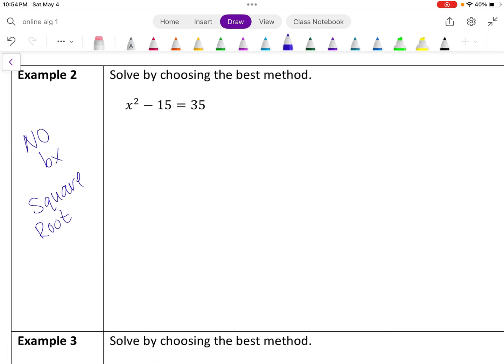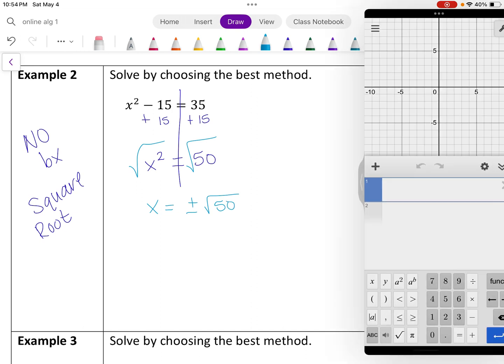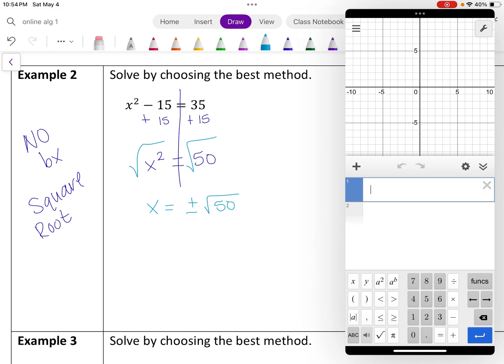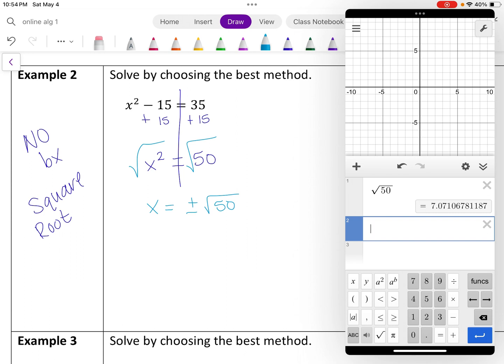Okay, let's check what you got. So remember, we want to isolate x squared. Well, to do that, I should get that 15 out of the way. So I could add 15 to both sides. So I'd have x squared equals 35 and 15 is 50. Great, well, now that x squared is by itself, I could take the square root of both sides. So x would equal plus or minus the square root of 50. Well, 50 is not a perfect square, so I'm going to break out my calculator, and I'm going to take the square root of 50 and round it to the nearest tenth.